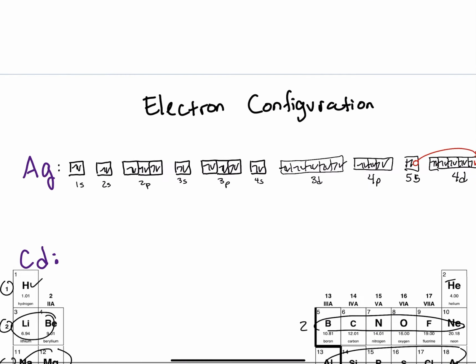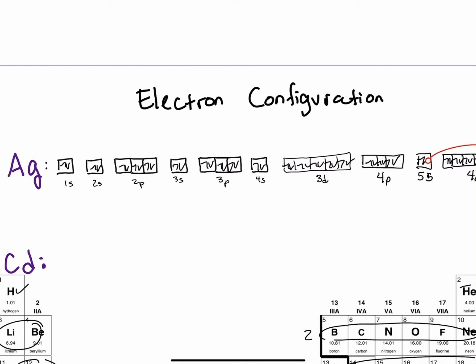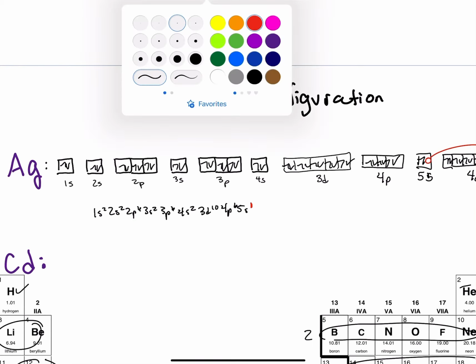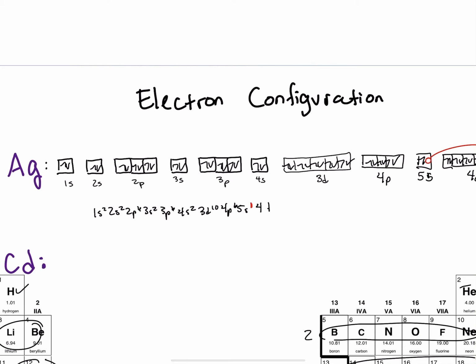And what that means is that its configuration is 1s2, 2s2, 2p6, 3s2, 3p6, 4s2, 3d10, 4p6, 5s2. 5s, that's what I just fixed, isn't it? I'm going to make it red. 5s1, 4d10.